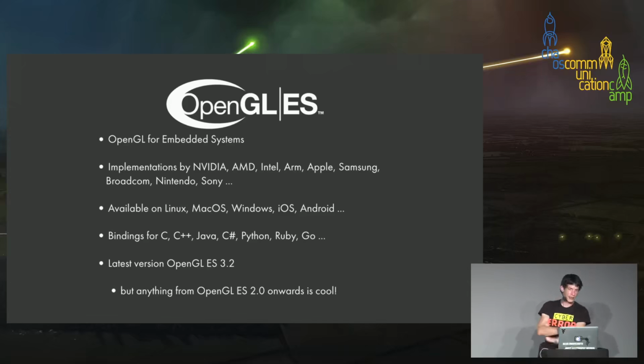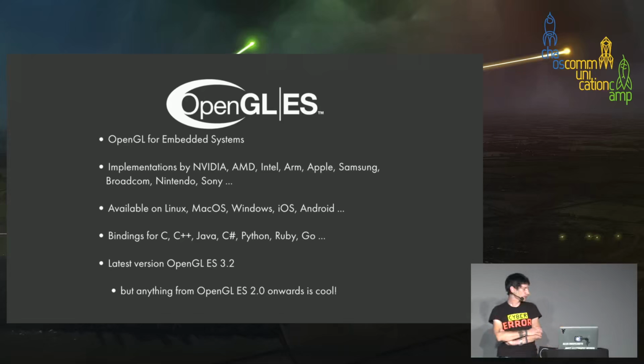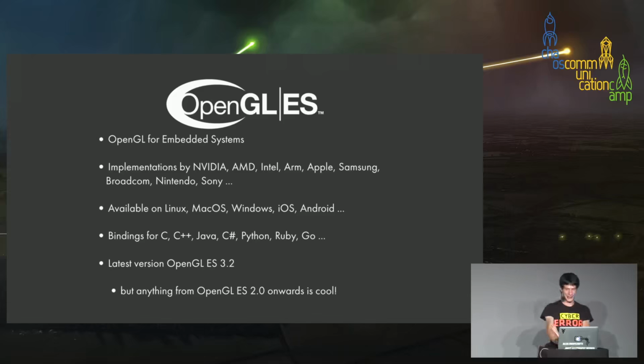The latest version is OpenGL ES 3.2. Raspberry Pi's Raspbian Stretch supports OpenGL ES 2.0, which is good enough. All the important concepts are already in place, so that's already very cool.